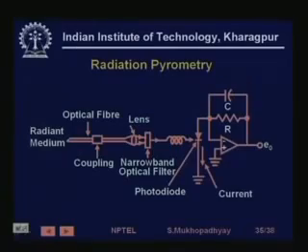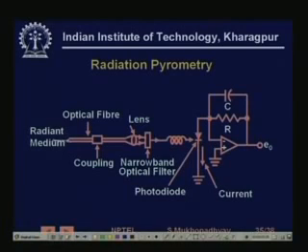So they could be black coated strips of metal, which are called bolometers, or they could be thermopiles. Or, in this case, which is a slightly modern case, you are actually collecting the radiation from a long distance using an optical fiber. So the radiation gets into the fiber here and then travels through the fiber and finally comes to a lens.